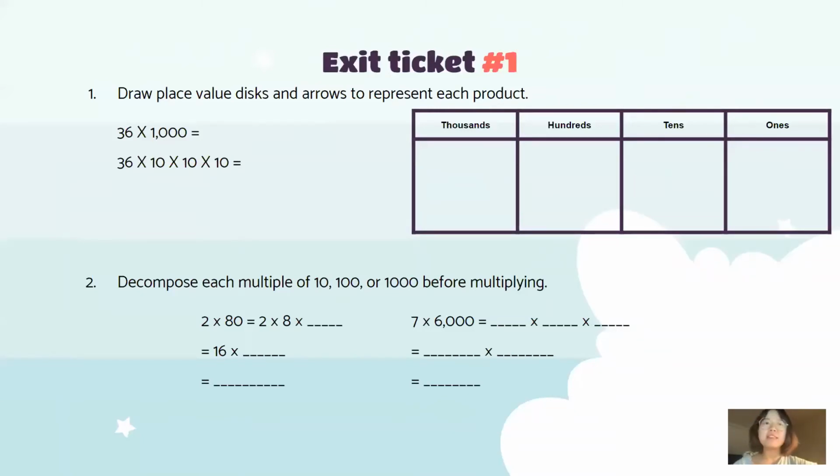Okay, and let's go over the answers right now. The first one is asking us to draw place value disks and arrows to represent each product. For this one, we have 36 times 1000. So let's draw 36 first. We have 3 tens and 6 ones.